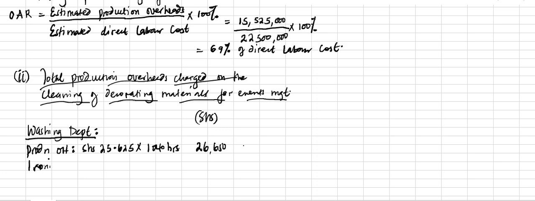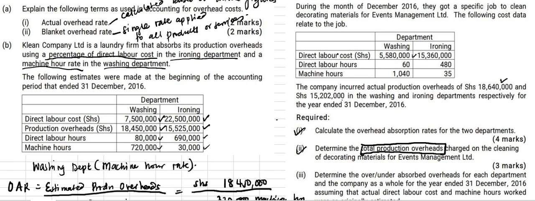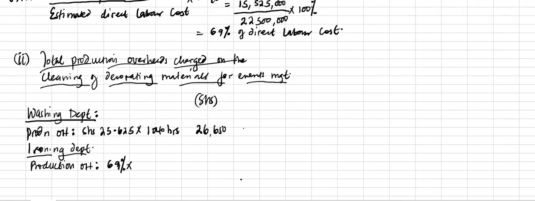But remember, in the ironing department, we know that the overhead absorption rate is 69% of the direct labor cost. So we have to get 69% of the direct labor cost. How much do they need to perform this job? They have to incur direct labor cost of shillings 15,360,000. So 69% of this direct labor cost will be the overhead charged to that job.